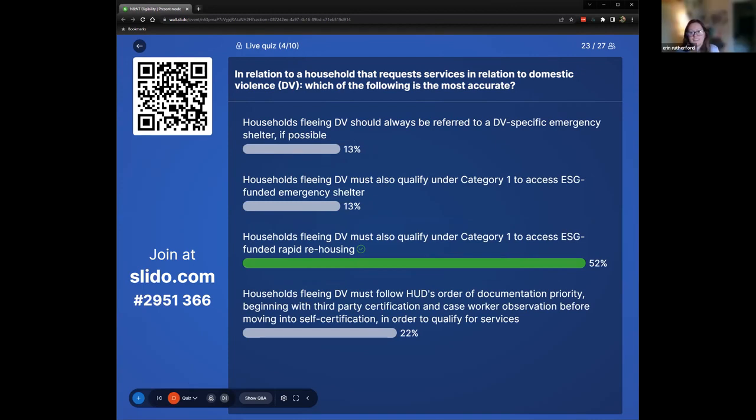All right. So, looks like most people got the answer correct. So it is households fleeing DV must also qualify under Category 1 to access ESG-funded rapid rehousing, which is that keyword there, rapid rehousing. So I have a question for you, Erin. The first answer here looks like a pretty good answer to me if I'm a service provider. Households fleeing DV should always be referred to a DV-specific emergency shelter if possible. Why is that not the best answer?